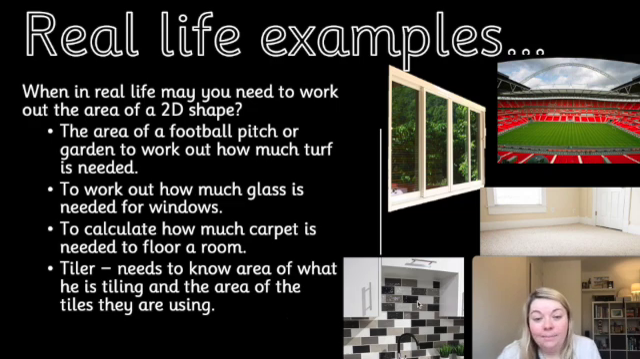And a tiler might need to work out the area of what he's tiling. So for example, in this example, he needs to work out the size of this wall, and also needs to work out the area of these tiles to work out how many tiles he needs. So people like carpet fitters or joiners or even gardeners all need to work out the area. So those are some real life examples.